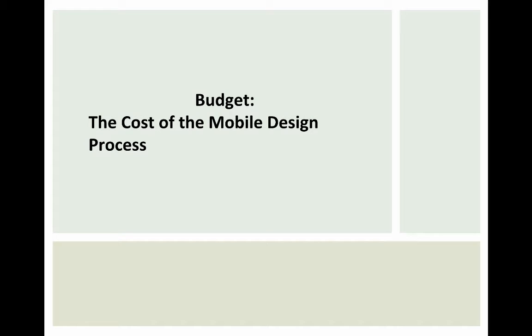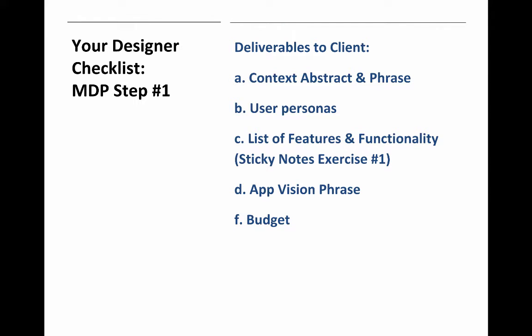The budget becomes the work contract that you sign off on. You, the client, and the project manager will review the document together and agree on it before the start of the project. In order to start a budget, mobile designers need to know what deliverables are expected of them. The mobile design process lays out deliverables for each step in the MDP. In step number 1, you will be able to tell your client that you will have the following deliverables completed for them. Let's take a closer look at the features and functionality in the next slide to get a better idea of what they are.